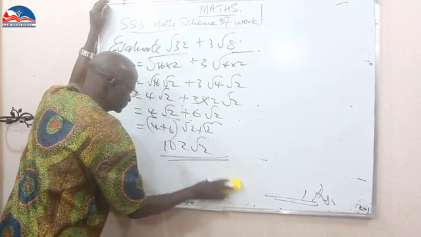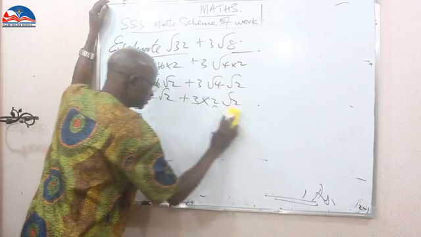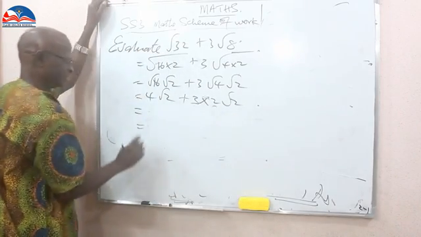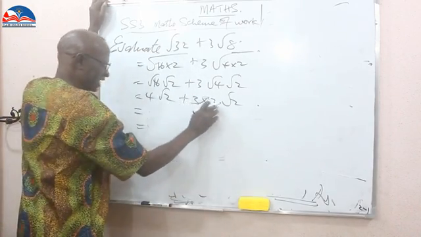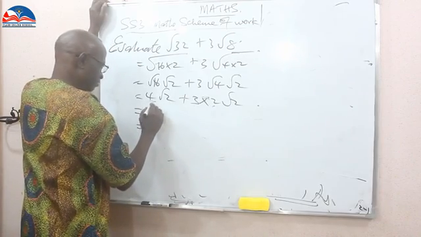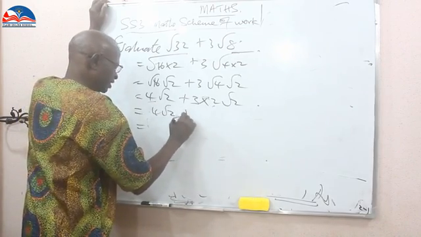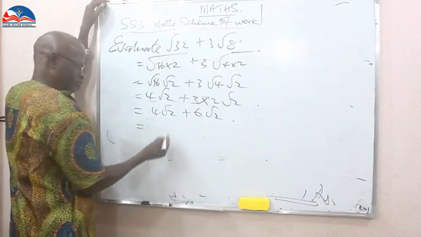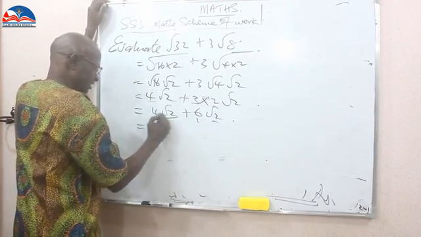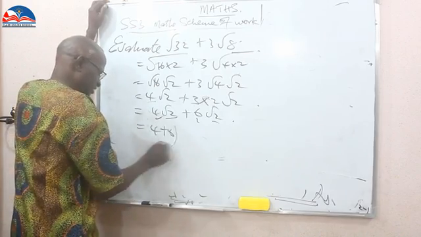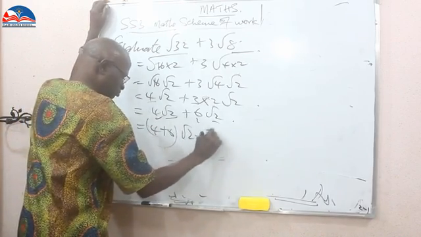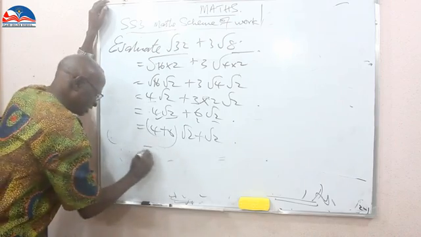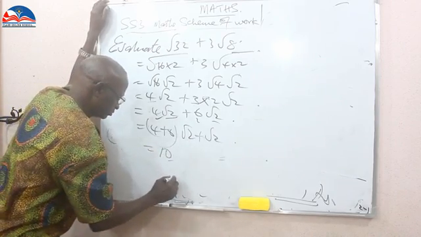I'll take it again. Say 4 root 2 plus this and this. This remains 4 root 2, and this one remains 2 times, which is 6 root 2. See that same family, root 2, root 2. You can add this and this. So 4 plus 6 into root 2 plus another root 2. And this one is 10, and this will give me 2 root 2.